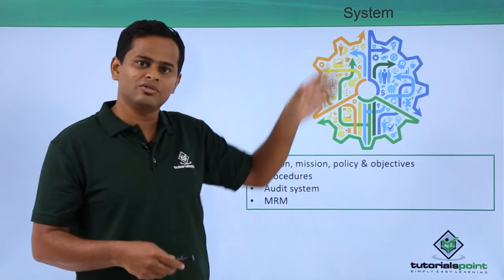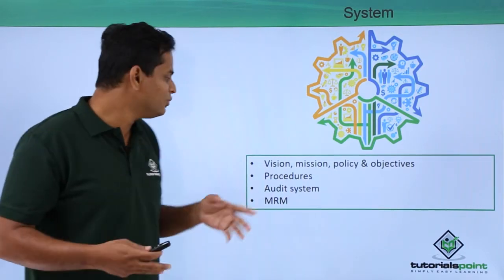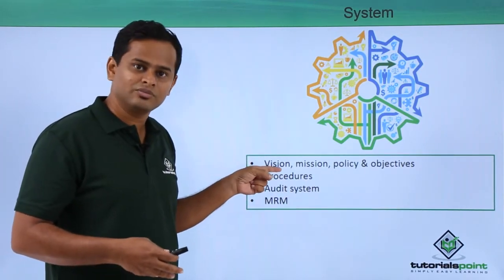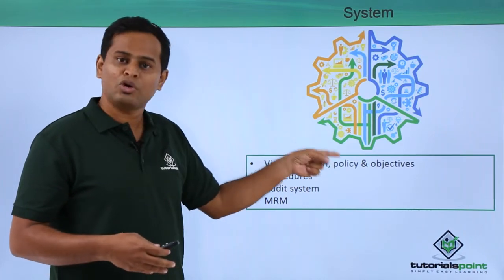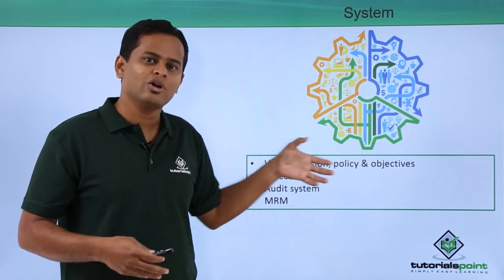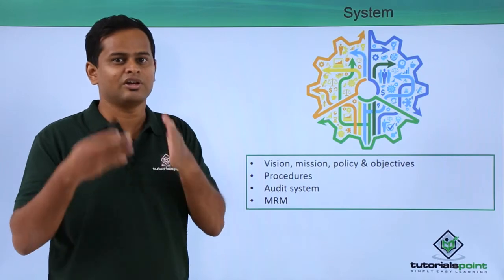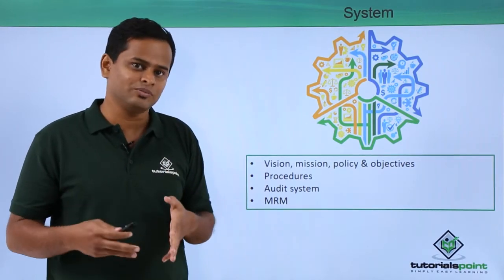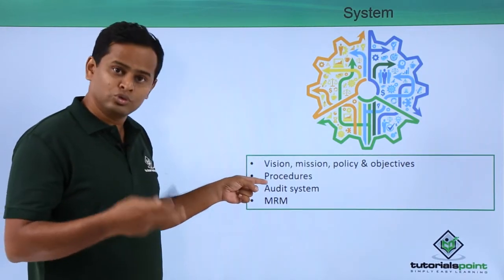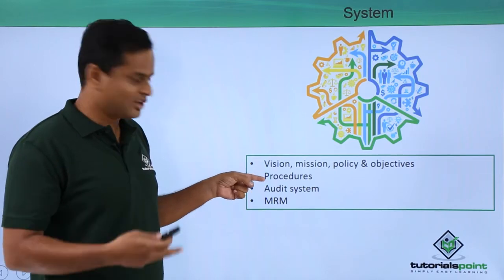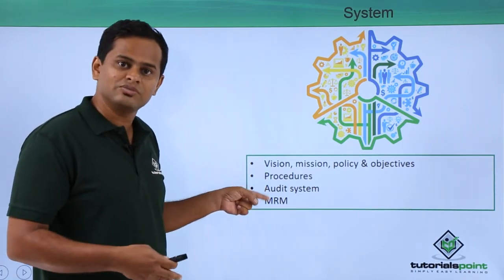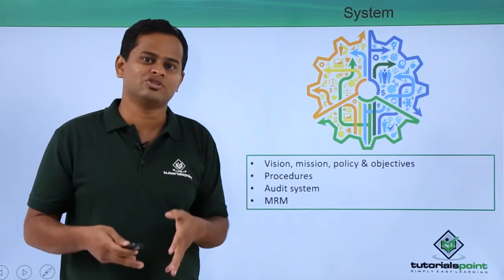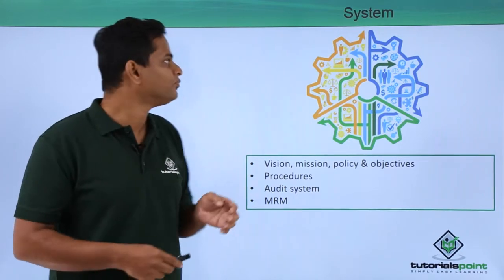From system level, we already understood that we would be understanding from vision, mission, policy and objectives. By having all these things, we can effectively control the quality management system through the procedures, various work instructions, audit systems and also with respect to the management reviews and so on.